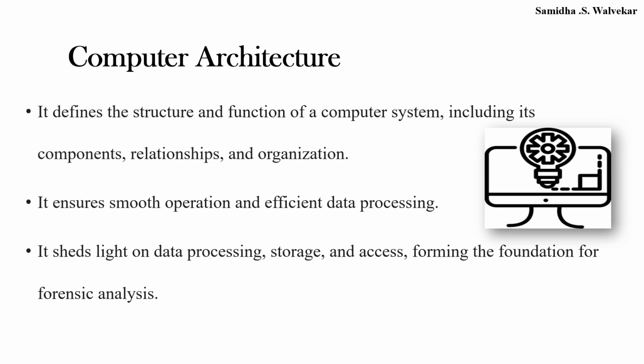For example, when we open multiple tabs in a browser, computer architecture defines the processing time required for each tab so that we can switch between the tabs quickly and easily. It sheds light on data processing, storage, and access, forming the foundation for forensic analysis. It provides an understanding of how the data is handled at each stage, that is, how the data is processed by the CPU, how it is stored in the memory, and how it is accessed whenever it is required.